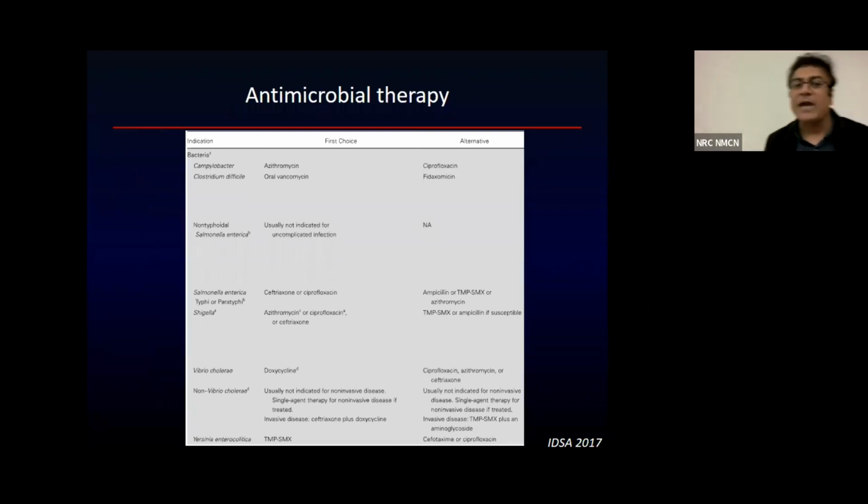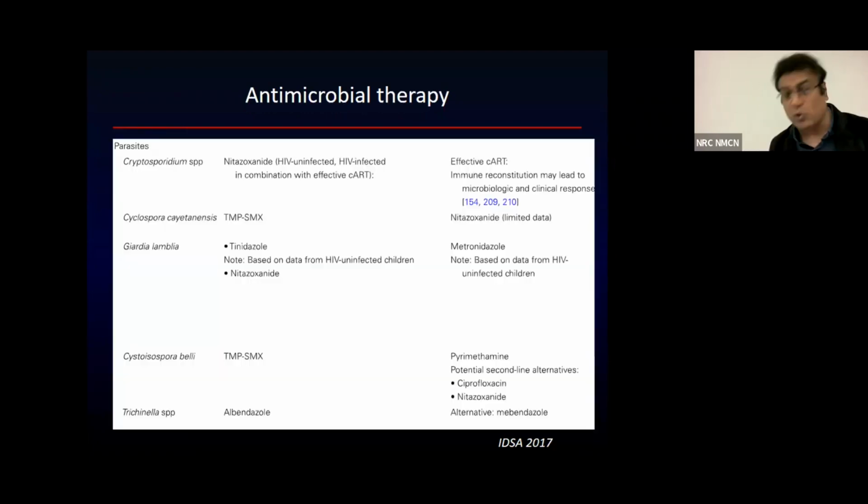Now, what antimicrobial should be given for what organism: Campylobacter, azithromycin; Clostridium difficile, vancomycin; non-typhoid Salmonella enterica usually does not require antibiotics. Salmonella typhi or paratyphi, you can treat with ceftriaxone or ciprofloxacin. Shigella, azithromycin or ciprofloxacin, and there are some alternatives as well. Vibrio cholerae, doxycycline. Non-cholera Vibrio is usually not treated in non-invasive disease; if invasive, treat with ceftriaxone and doxycycline. Yersinia is an uncommon infection, usually a cause of chronic diarrhea, treated with trimethoprim-sulfamethoxazole.